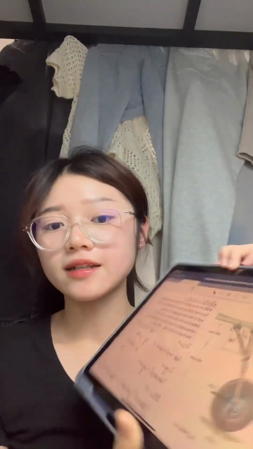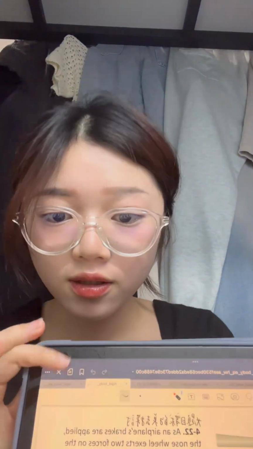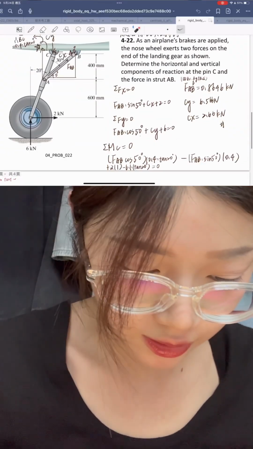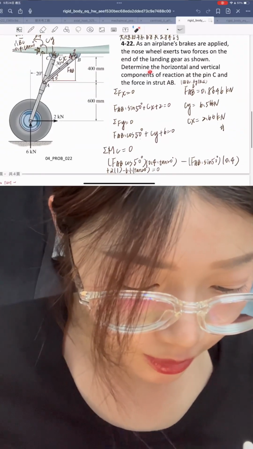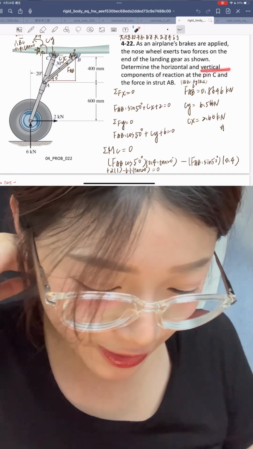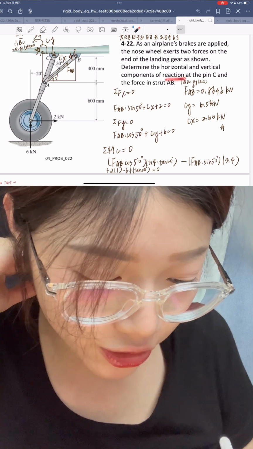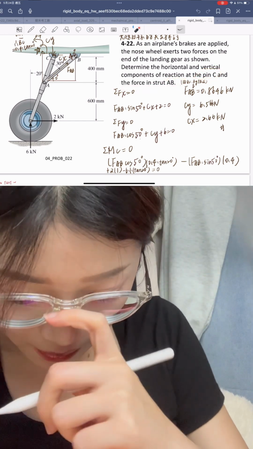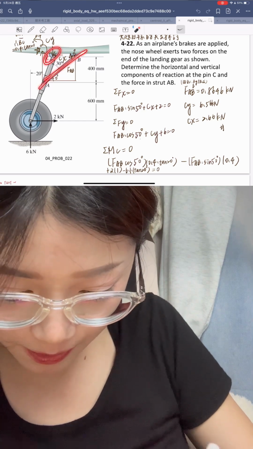Okay, the next question is 4.22, and here is the screen recorded. The question asks: determine the horizontal and vertical components of reaction at the pin C and the force in strut AB. Pin C is here and the AB.